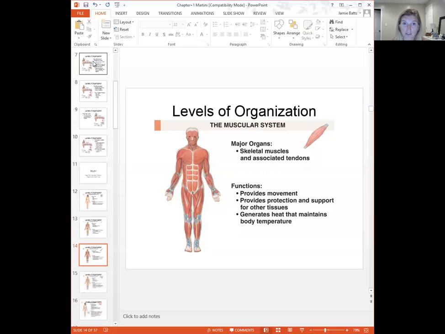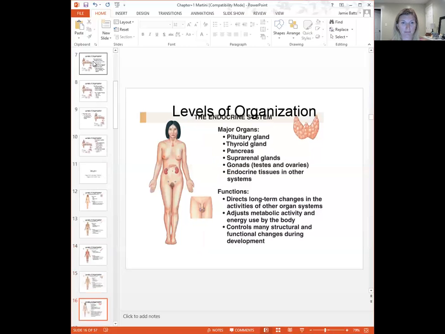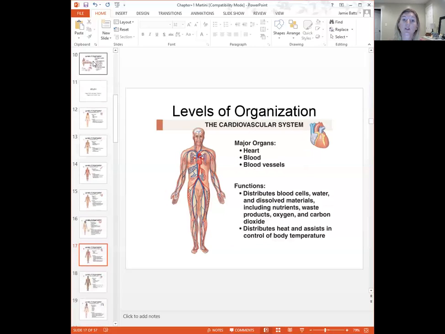Then we have the muscular system, obviously for movement. The nervous system, which is communicating between different parts of the body, kind of orchestrating all of the body's major processes. The endocrine system, which is another signaling mechanism. It just uses a different method of signaling than the nervous system. Our cardiovascular system, which is transporting, it's also regulating, and this is, of course, our heart and blood vessels.